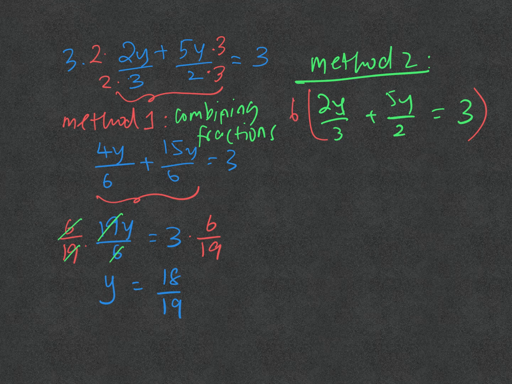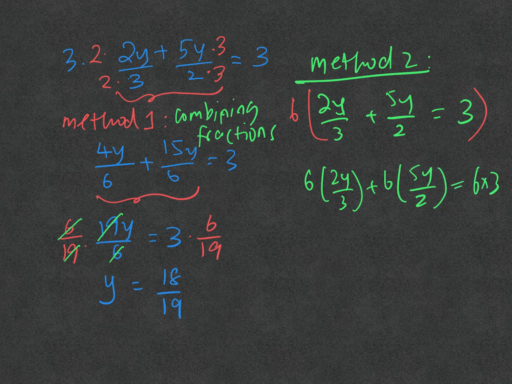So you can see that when I multiply 6 times 2y over 3, I will end up with 6 times 2y over 3 plus 6 times 5y over 2 equals 6 times 3. Don't forget to multiply 6 to the right-hand side also. As you can see here, we conveniently get 6 divided by 3, you get a 2 here. 6 divided by 2, you get a 3 here. You have conveniently gotten rid of all the fractions.